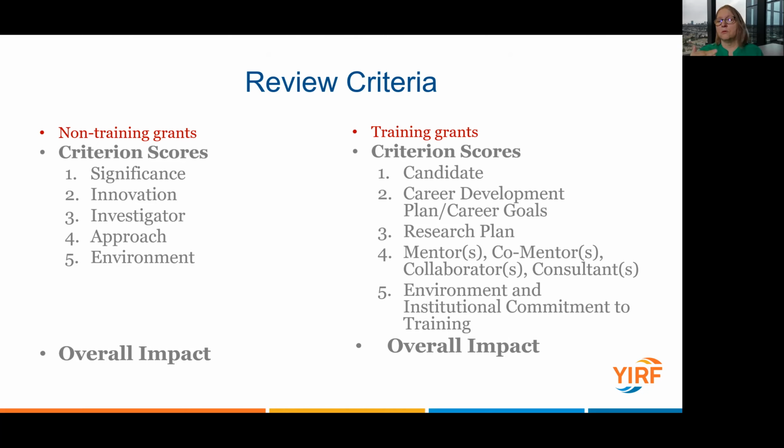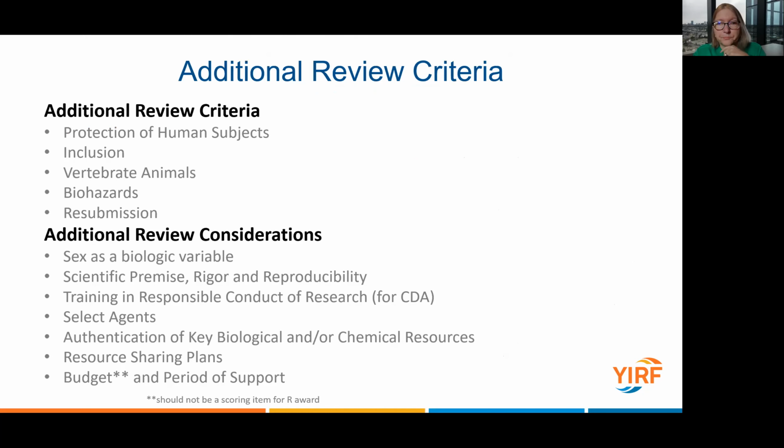And you will get a score for each one of these, but then you will get an overall impact score. And the overall impact score is not a simple arithmetic mean. It really often is weighted differently. So in a research grant, often the approach is the driver of the impact score, and the significance. Whereas in a training grant, it's often the candidate and the career development plan, although all these elements do contribute.